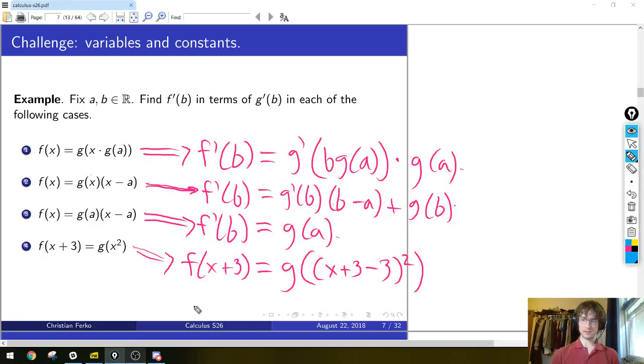If this is difficult to think about, you could think of this quantity x plus 3, which is the dummy variable of f, as a new variable y, if that makes your life easier. So we're really saying f of y is the same as g of the quantity y minus 3 all squared, right? This is the first step, to express the functions in terms of the same dummy. Once we've done that, what should I do to differentiate?